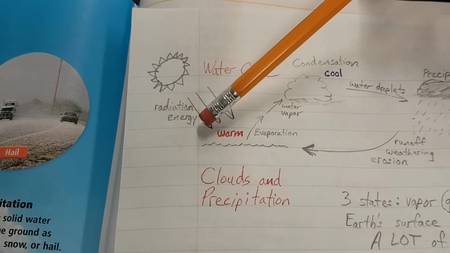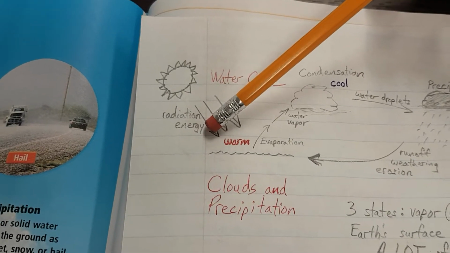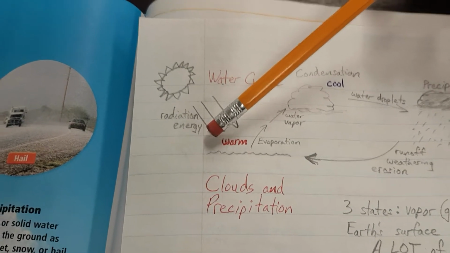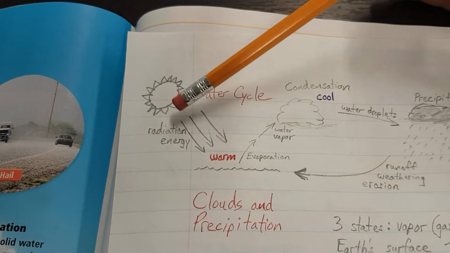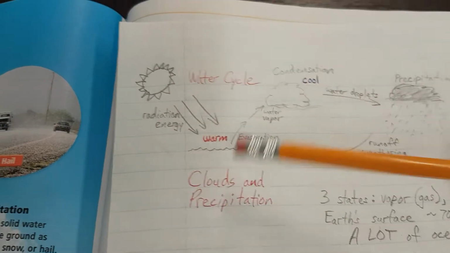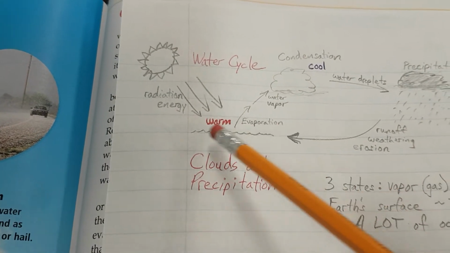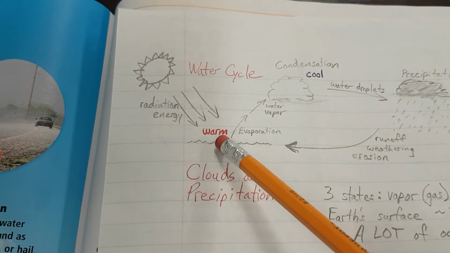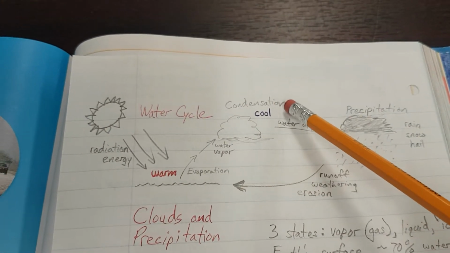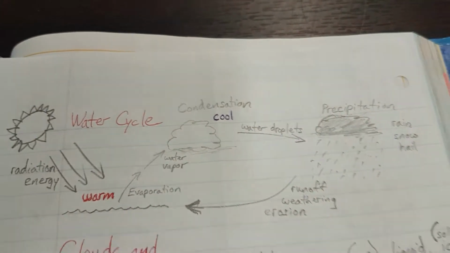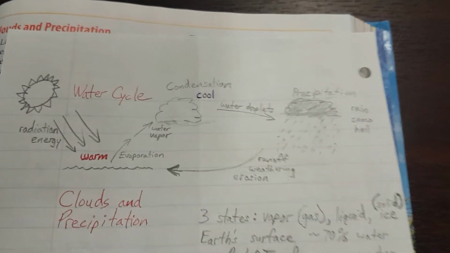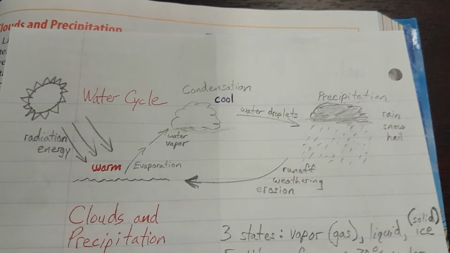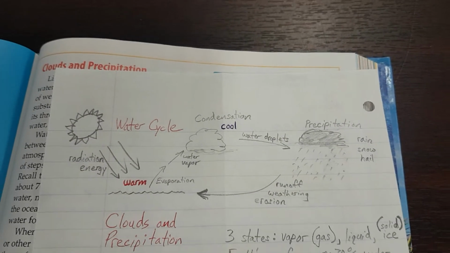I wrote energy and I remembered, it's not conduction like a metal bar. It's not convection like swirling liquids or air. It was radiation energy from the sun. And then I remembered, well, okay, that warms up the surface, so I put warm in red. And then when it comes up here to condense, it's actually getting cooler, so I put cool in blue. Okay, one last look. You can pause it here if you need to get the whole picture. All right, let's move on.